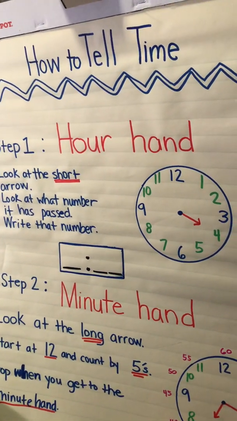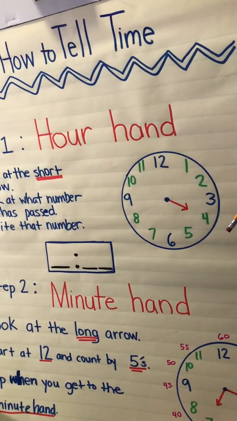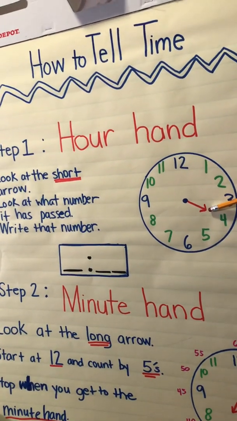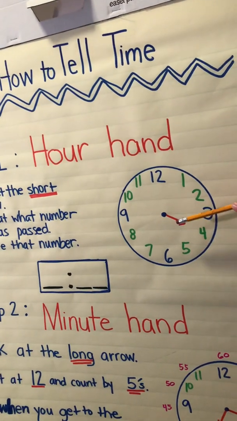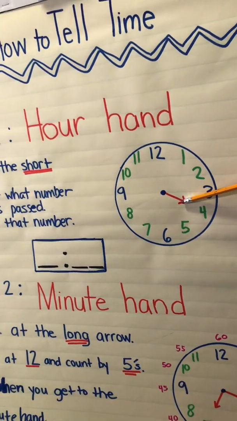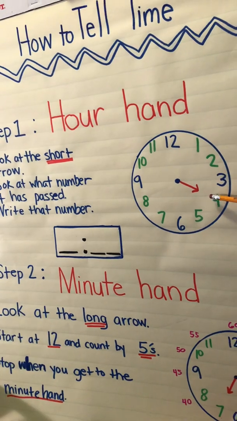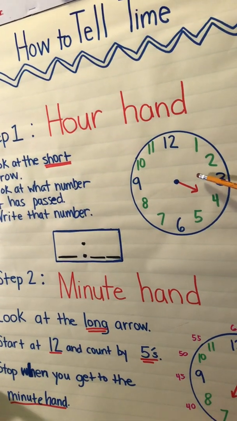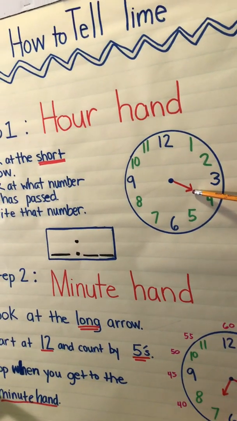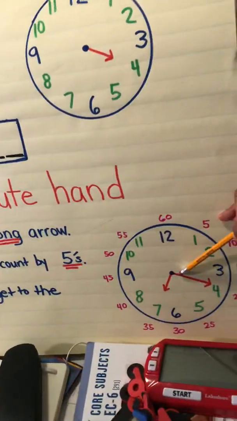So the first step in telling time is when you look at a clock, you're going to see two arrows. You're going to see a short arrow like this one. It's called the hour hand. It's going to tell you the hour of the day. So that means if it's 8 o'clock in the morning when you wake up, that short arrow would be pointing at the 8. If it's 4 o'clock when you take a nap, it'll be pointing to the 4. Wherever it's pointed, that's going to tell you the hour of the day.